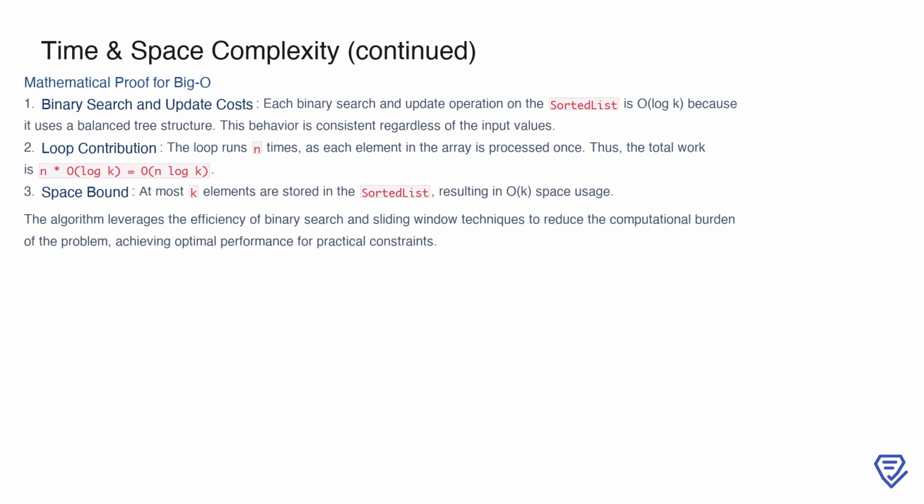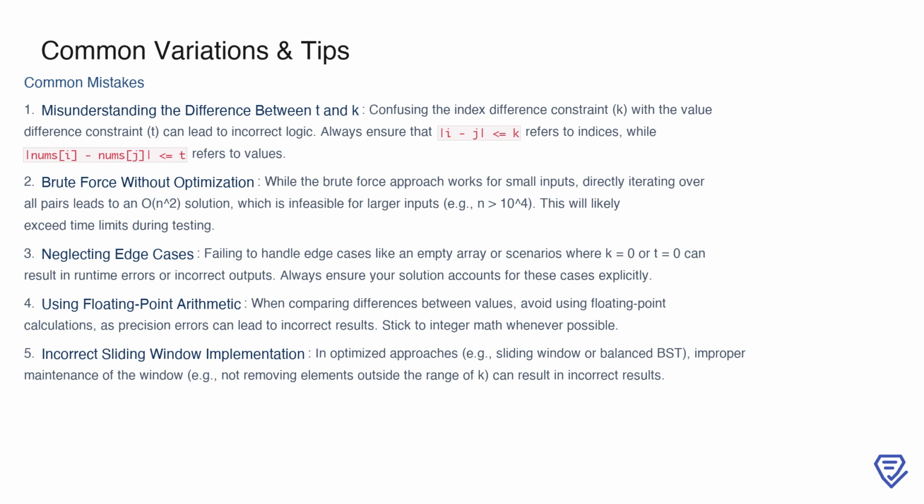By leveraging the efficiency of binary search and sliding window techniques, this algorithm significantly reduces computational overhead, making it well suited for practical applications, even with large constraints. One of the most common mistakes in this problem is misunderstanding the difference between the two constraints, k and t. Remember, k refers to the maximum allowable difference in indices, while t refers to the maximum difference in values. Confusing these can lead to faulty logic in your solution.